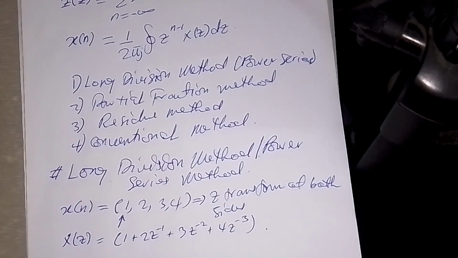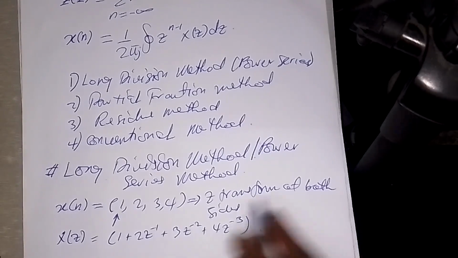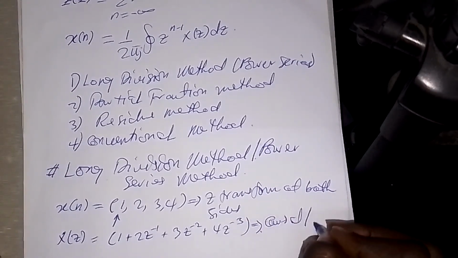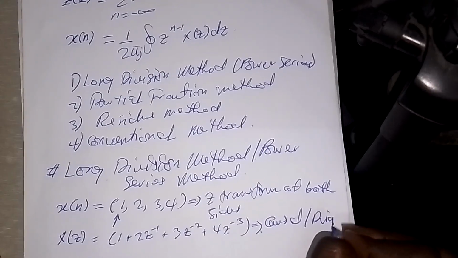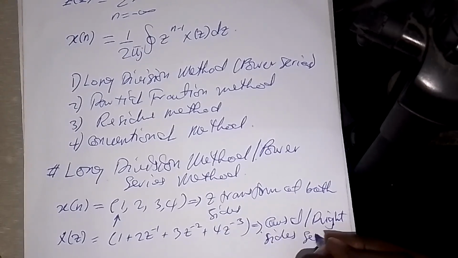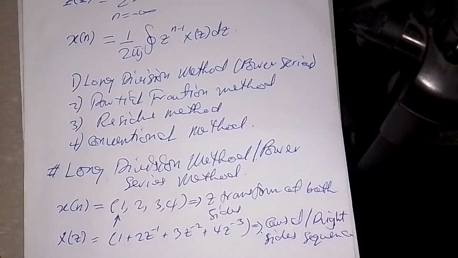And this one is called a causal series, or a right-sided sequence, because you can see that everything is moving to the right. So what I want to tell you here is that whenever you have a right-sided sequence, your powers will be negative. You have negative powers.